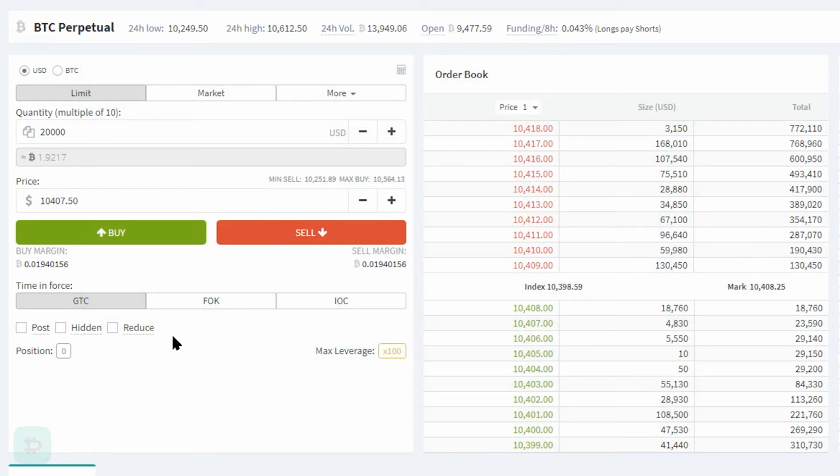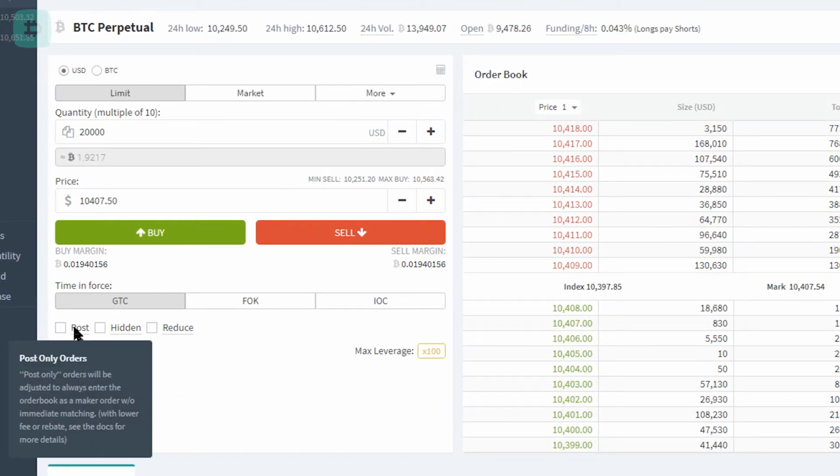There are some additional rules below as well. Post only. A post only order will only act as a maker order, i.e. it will not execute against an existing order on the order book. If the limit price selected would otherwise cause it to execute immediately, the price is adjusted to one tick away from the price that would cause instant execution.